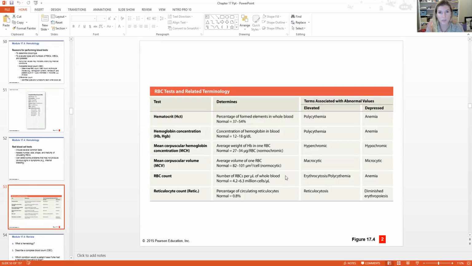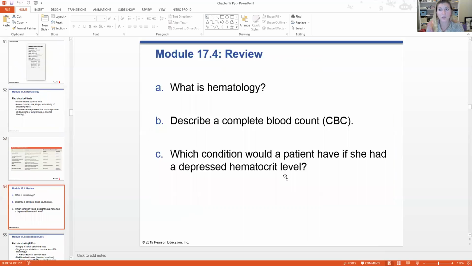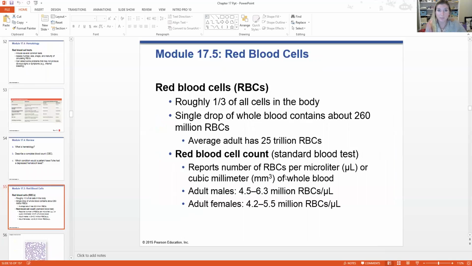Again, do you have to know specific numbers? No, but in a case study or an essay question, I might give you a value and tell you this is the number which is high or which is low. And then you would have to understand and interpret that from there. So you can pause the video here. I'm going to keep lecturing, but you can pause the video here, go back and answer these 3 questions about this section. And I'm going to keep talking about red blood cells now.